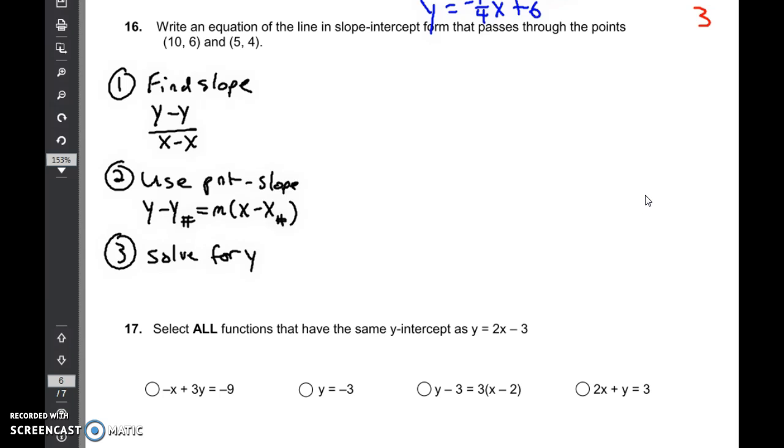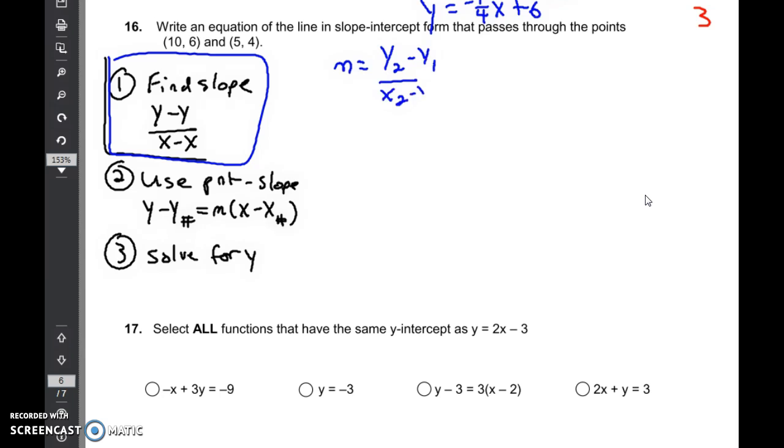So the slope is y minus y over x minus x. The second y value, label them if you need to, x1 y1, x2 y2: 4 minus 6 over 5 minus 10. Pause if you need to. Use your calculator to do the top, hit equals, write the number down. Use your calculator to do the bottom. A negative over a negative is a positive.